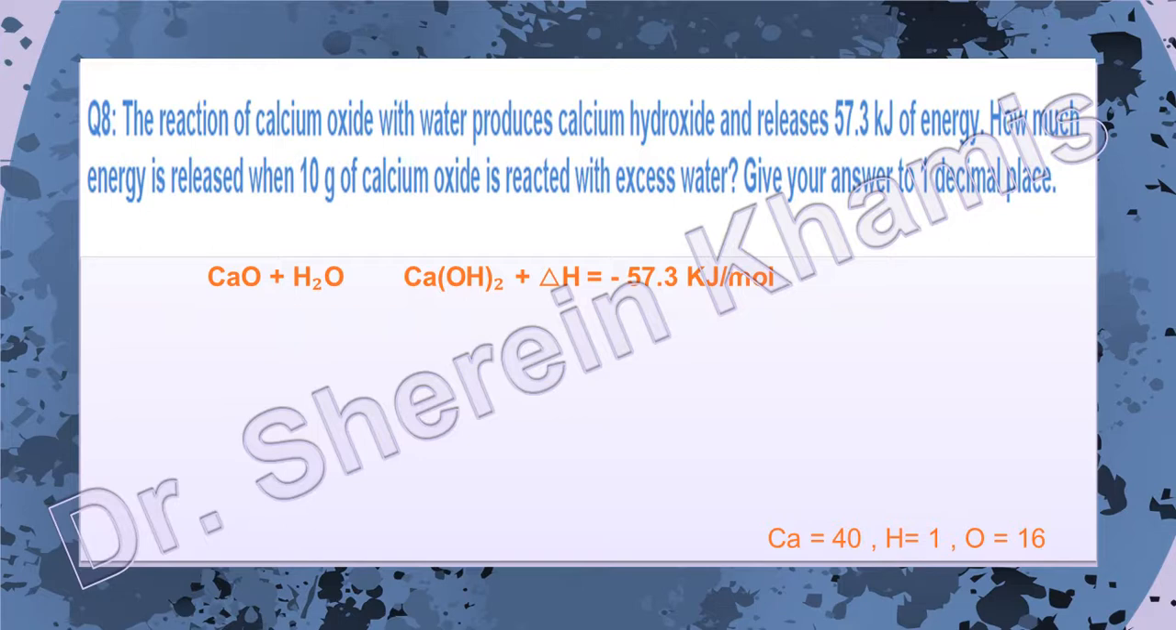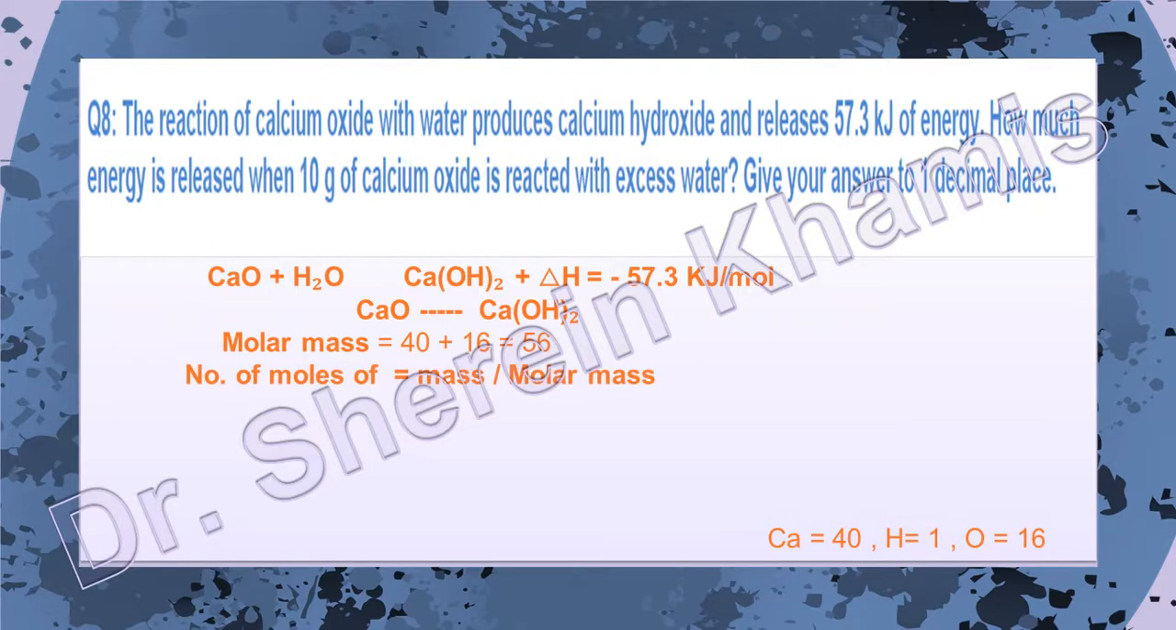So at first we will calculate the molar mass of calcium oxide. We have calcium oxide and calcium hydroxide as product, and we want to get the amount of calcium oxide. The molar mass of calcium oxide is 40 plus 16, which gives 56. Number of moles equals mass over molar mass. The mass is 10 grams divided by molar mass 56, so the number of moles is 0.178 mole.